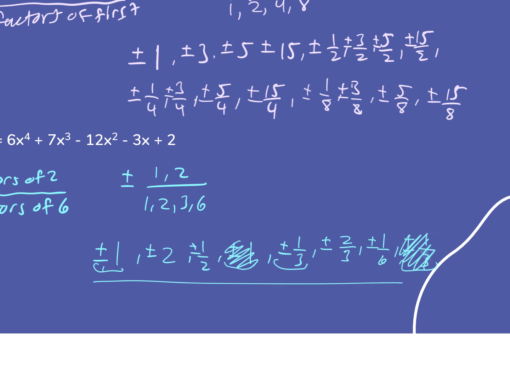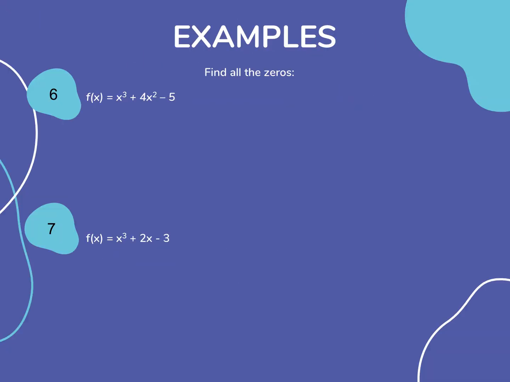If you were present in class, hopefully you know that from here, to find the rest of our zeros, we would choose a couple numbers until you get one that gives you a remainder of 0. Again, we're not going to do that for this example. I'll do that for the rest of the ones in this lesson. So for these, I want you to find all the zeros, and let's do that together.